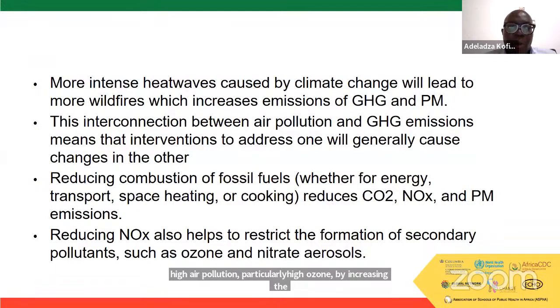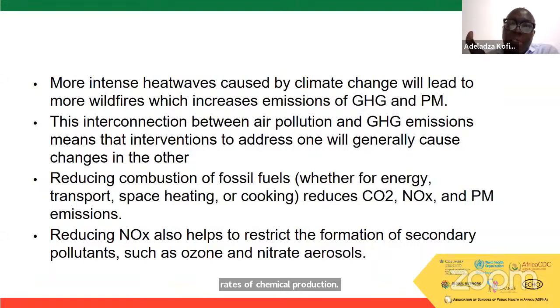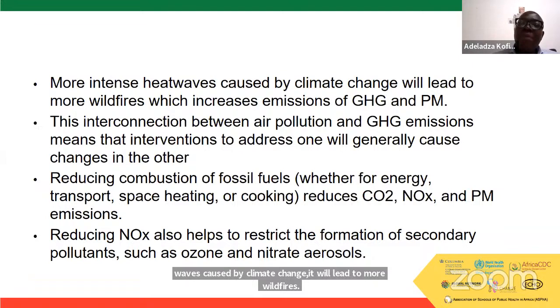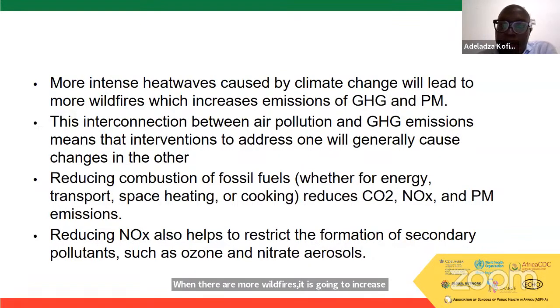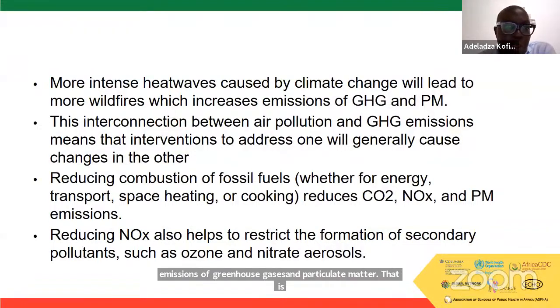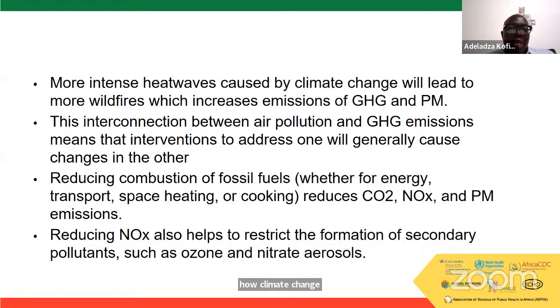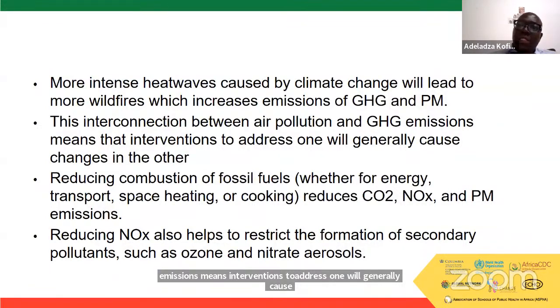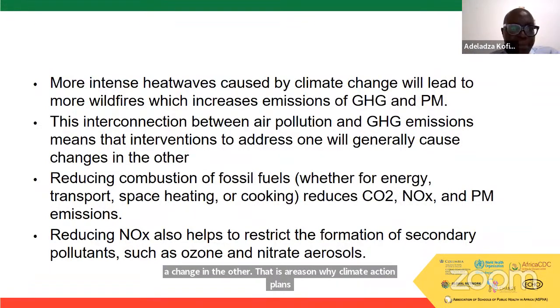So in Africa, as we are going to experience more intense heat waves caused by climate change, it will lead to more wildfires. And when there are more wildfires, it's going to increase emissions of greenhouse gases and also particulate matter. So that is how climate change will exacerbate air pollution or degrade air quality on the continent. So this interconnection between air pollution and greenhouse gas emissions means that interventions to address one will generally cause a change in the other. And that is the reason why climate action plans usually also address air pollution, because it takes care of both.